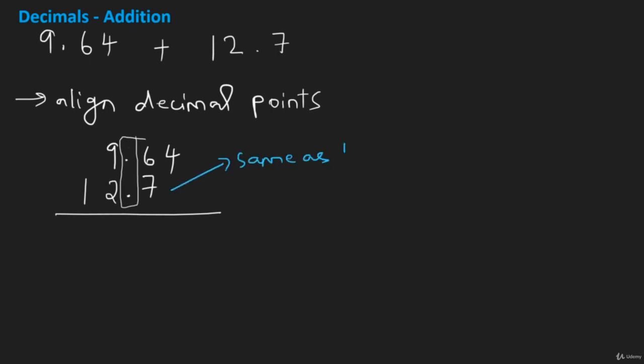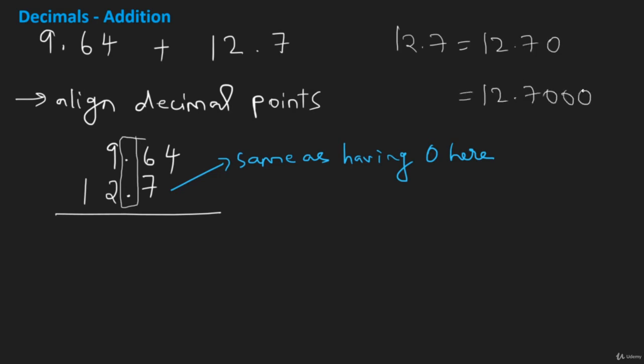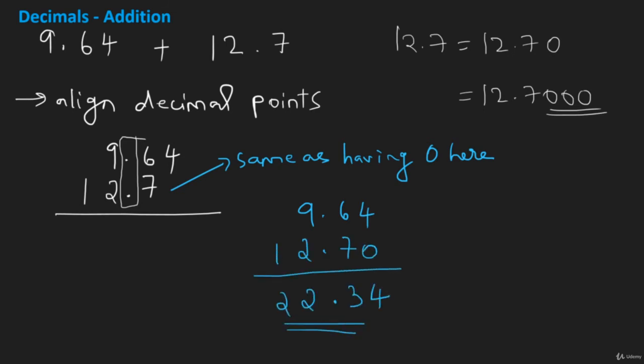This is the same as having 0 over here, right? Because 12.7 is the same as 12.70, which is the same as 12.7000. I can add any number of zeros in the decimal position after the last provided decimal number, right? All right, so this is equal to 9.64 plus 12.70, and then you just add the numbers. 4 plus 0 is 4, 6 plus 7 is 13, you write 3, 1 is carry forward, 9 plus 1 is 10, plus 2 is 12, so 2, 1 carry forward, 1 plus 1 is 2, and this is your answer.